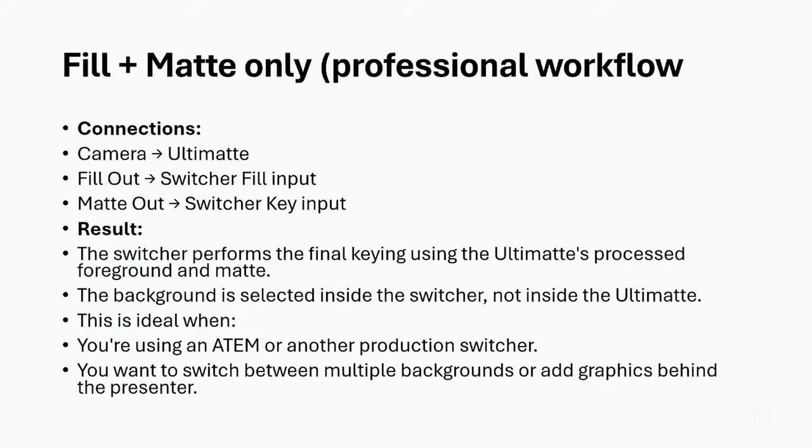So the switcher, as it says there, performs the final keying. Sorry, it's very unprofessional to read slides, but I want to make the point. It provides the final keying of the Ultimatte processed foreground and background matte. The background is selected inside the switcher, not inside the Ultimatte. You produce the background where you want it. And that's really big, because it might be you're sending it to another ATEM or a multi-production workflow.